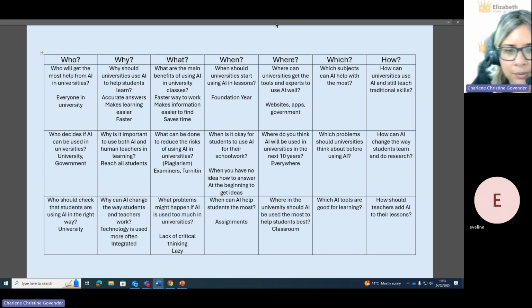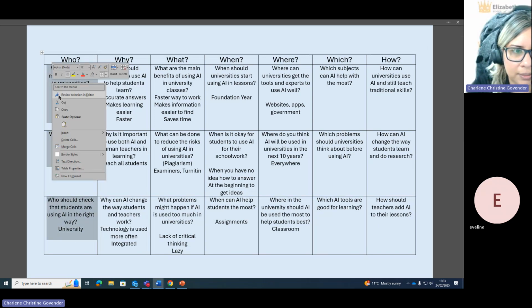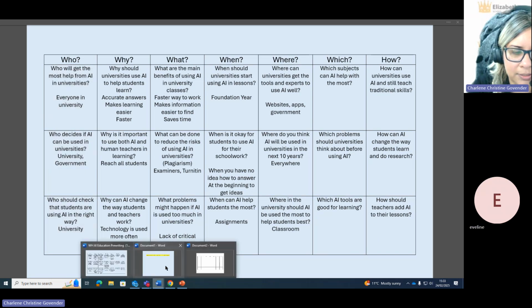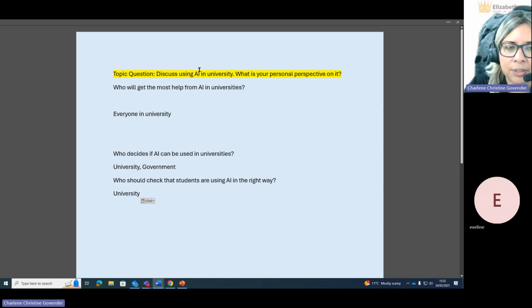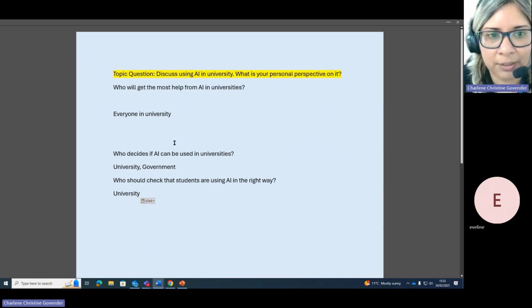All right. So now we have extracted, we got which and how. I'm gonna pause for now, just for the sake of time. And if we have enough time, we'll go to which and how. But I'm gonna start with who. Okay, so I'm gonna copy this and paste it on my blank page. Okay. So here's my topic question. If you need a refresher, I know I certainly do. Discuss using AI in university. What is your personal perspective on it?